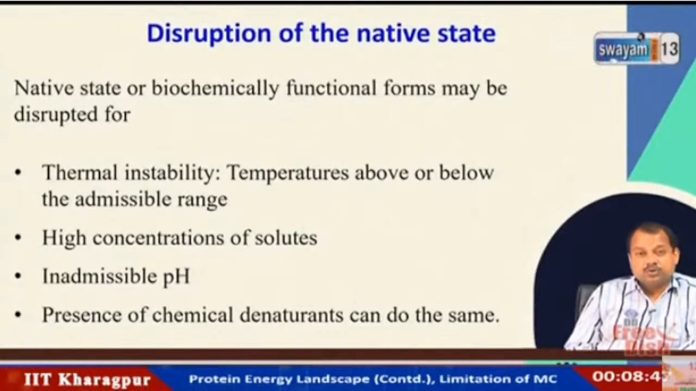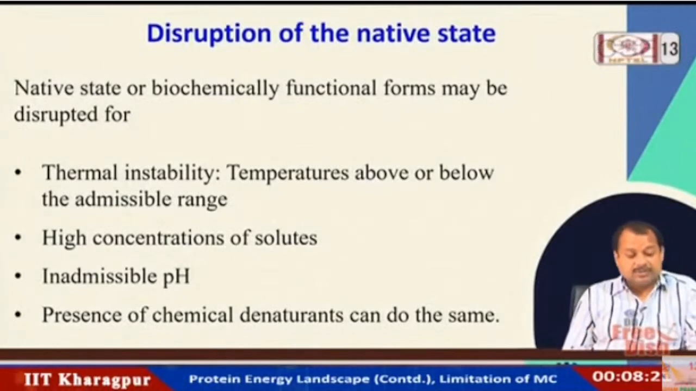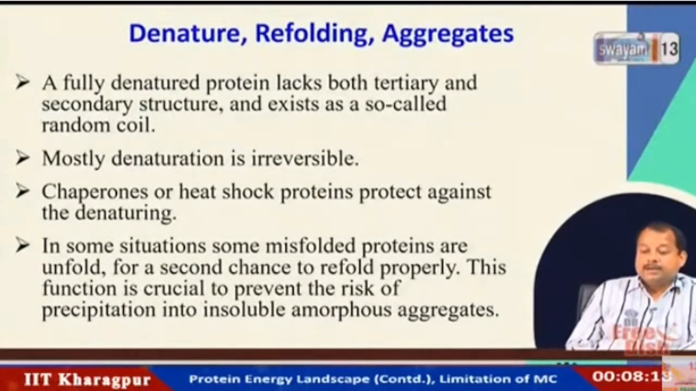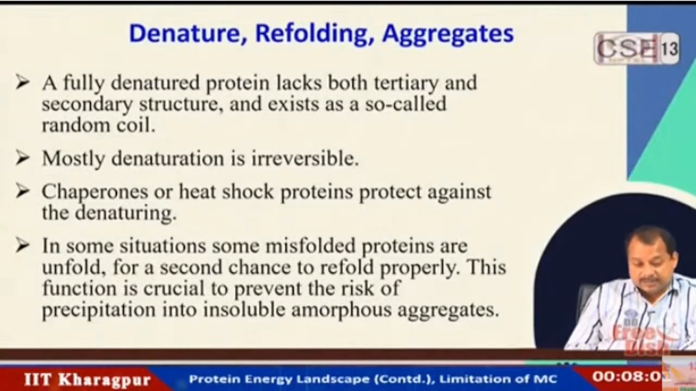Regarding chemical denaturants, the most commonly used one is urea. If you add urea to a protein, mostly it will denature or disrupt the native state, but you have to remember that not all disruption is reversible in nature. Mostly if the native state is disrupted, then it will not take the previous native state. Denaturation, refolding and aggregates: a fully denatured protein lacks both tertiary and secondary structure and exists as a so-called random coil. Mostly denaturation is irreversible, as I have mentioned just now.